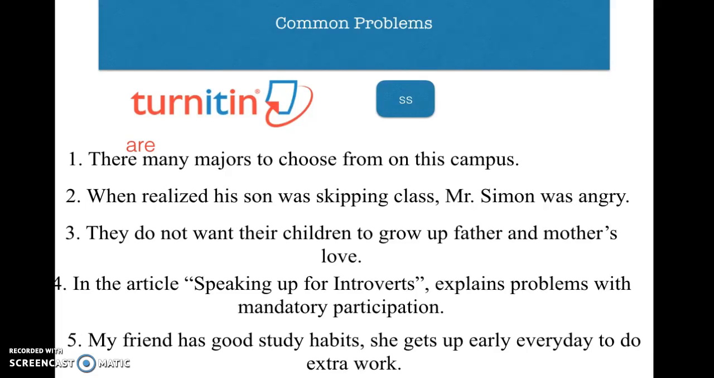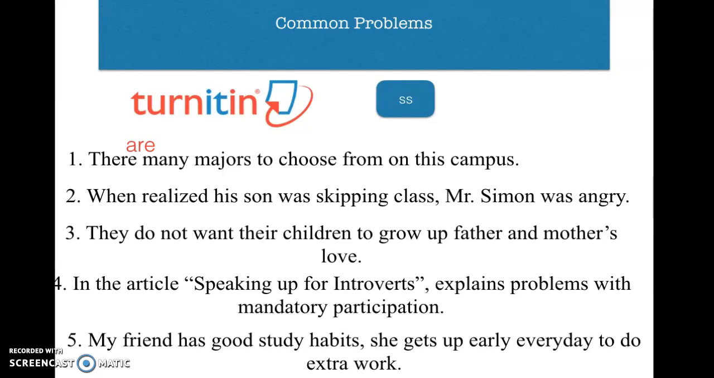Okay, remember, sentences just collapse if there's no verb. There's nothing for the words to revolve around. There are many majors to choose from on this campus is a fine sentence. Okay, but we need that verb. Don't forget the be verb or any verb in the sentence, because everything collapses.